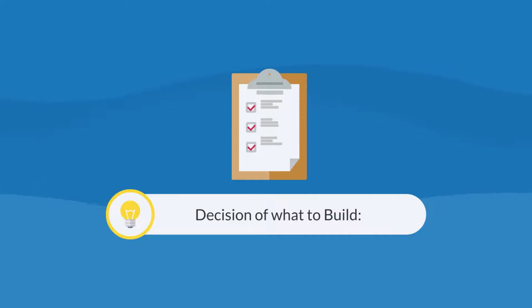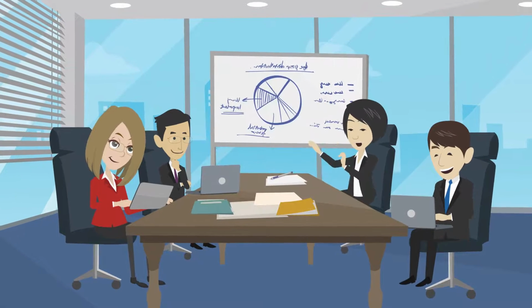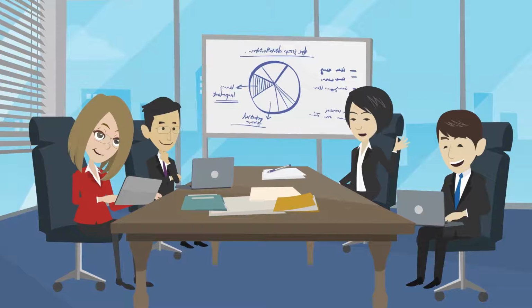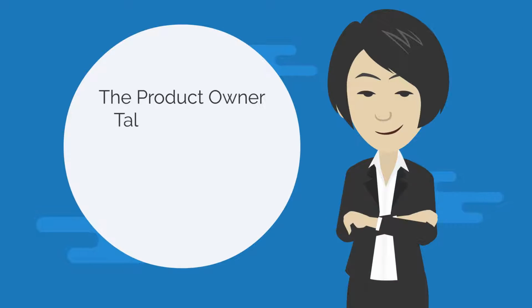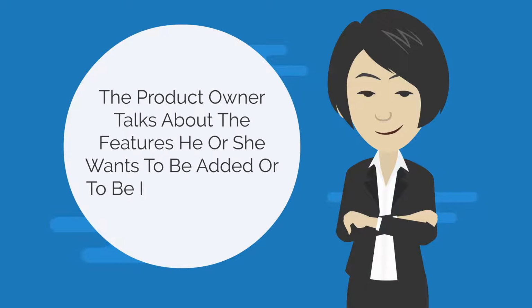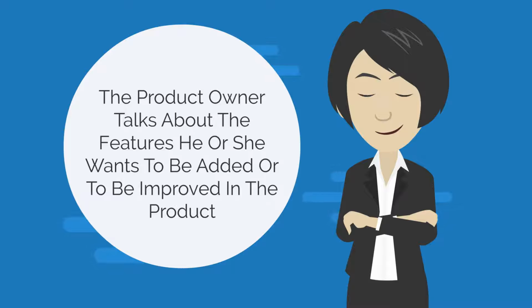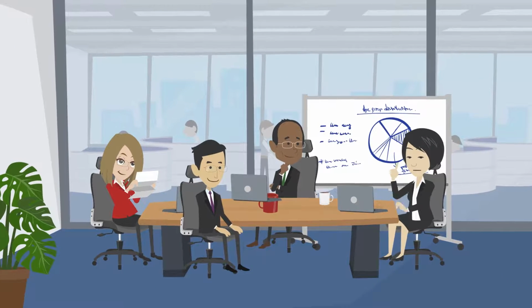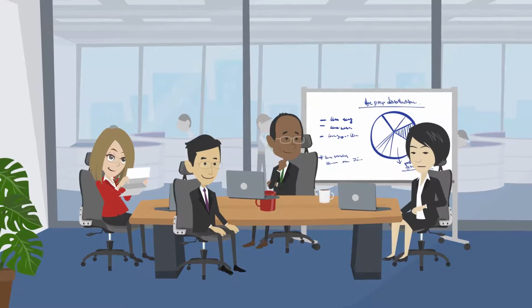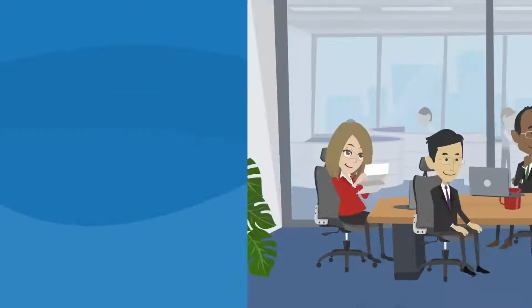Decision of what to build. The product owner presents a rough idea of the goal to the team. The product owner talks about the features he or she wants to be added or to be improved in the product. The product owner helps in the selection of the product backlog items to be built in the current sprint.